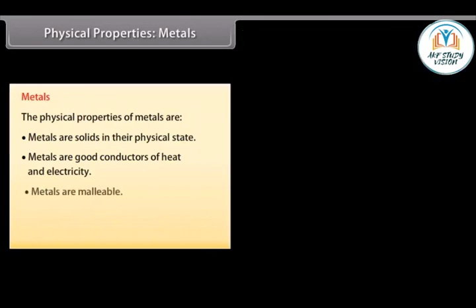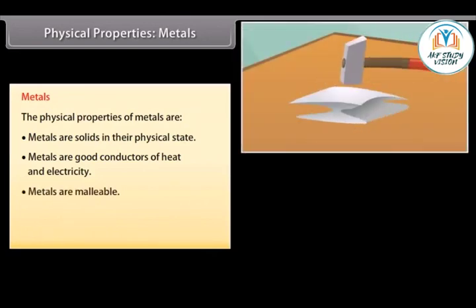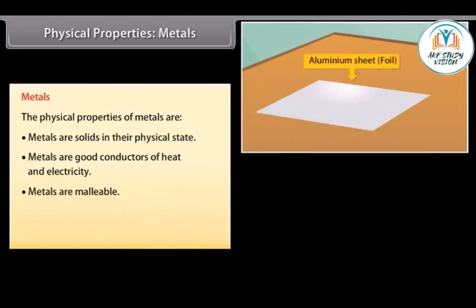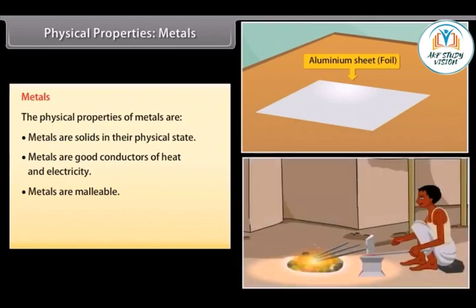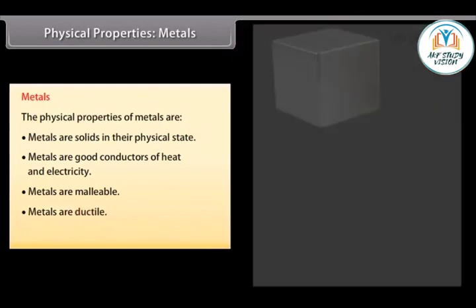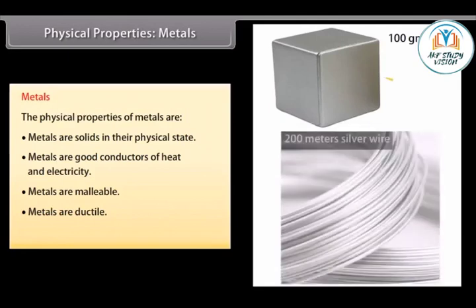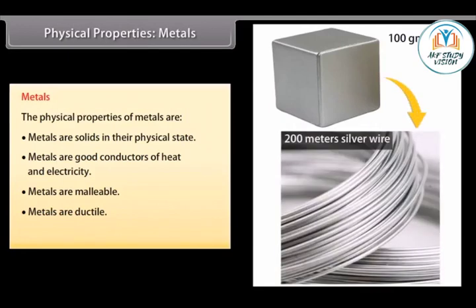heat. Malleable. Metals can withstand hammering and be made into thin sheets known as foils. For example, iron is heated and then hammered into different forms, foils, shapes, etc. Ductile. Metals can be drawn into wires. For example, 100 gm of silver can be drawn into a thin wire of about 200 meters long.